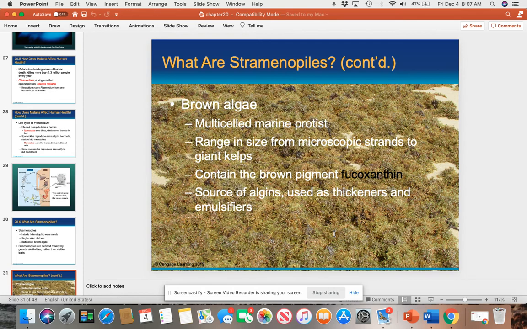Your kelps, which are brown algae as well. And the main pigment is fucoxanthin.